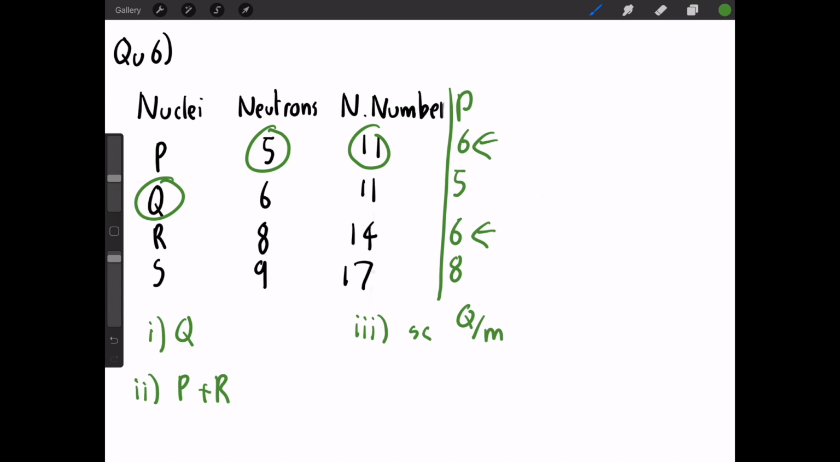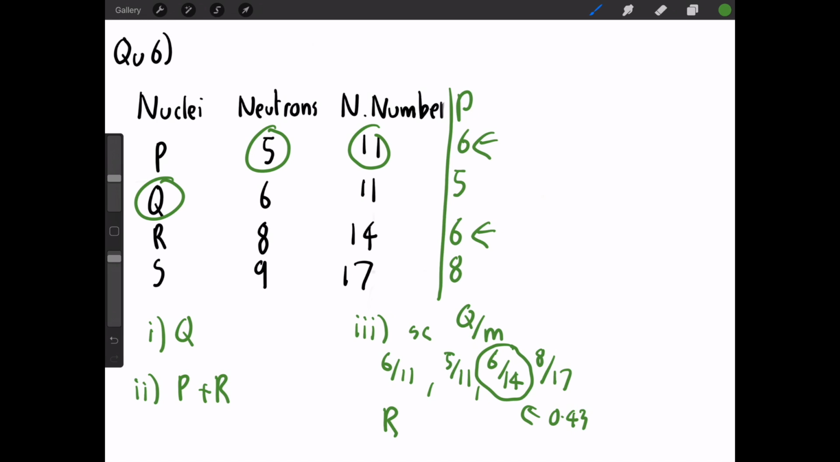So we've basically got 6 over 11 for nuclei P, 5 over 11 for Q, 6 over 14 for R, and 8 over 17 for S. Now you should be able to tell from here which is the smallest one. It's 6 over 14. If you can't, you could work all these out as a ratio, and that will give you 0.43, which is the smallest one. So it's definitely nucleus R.